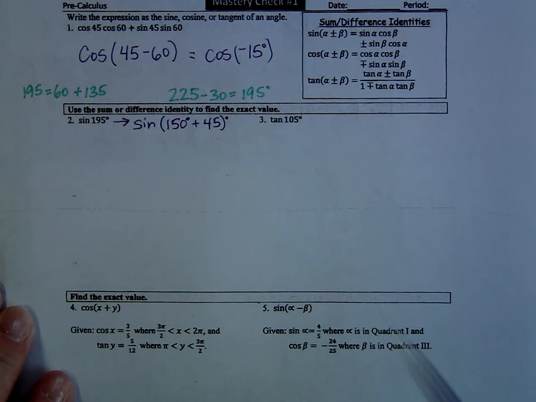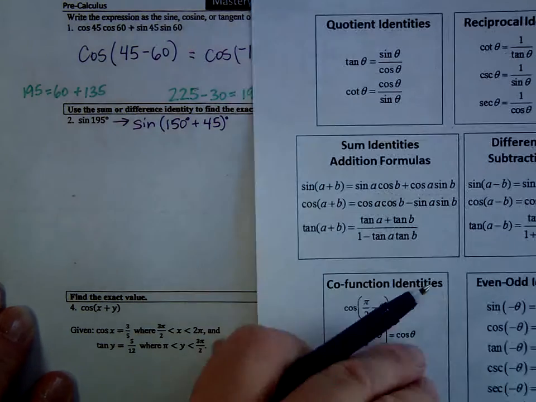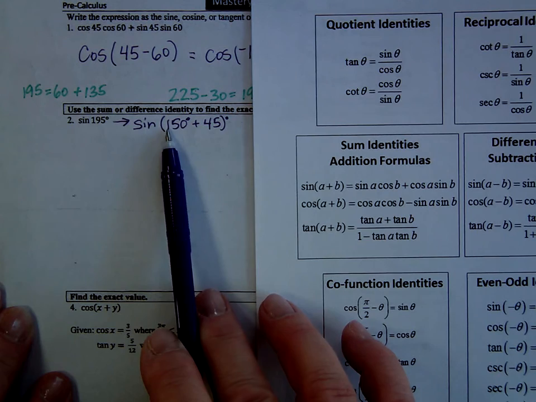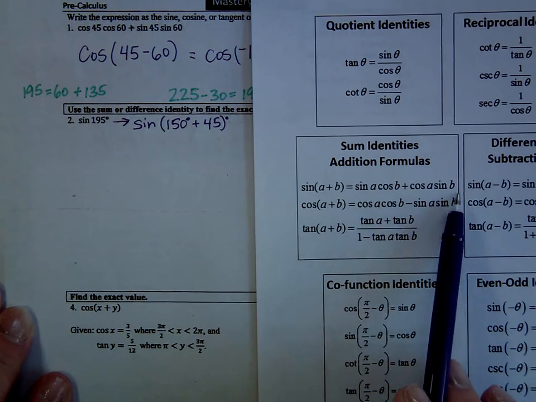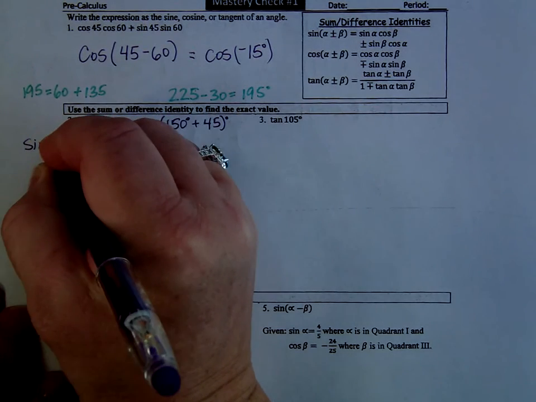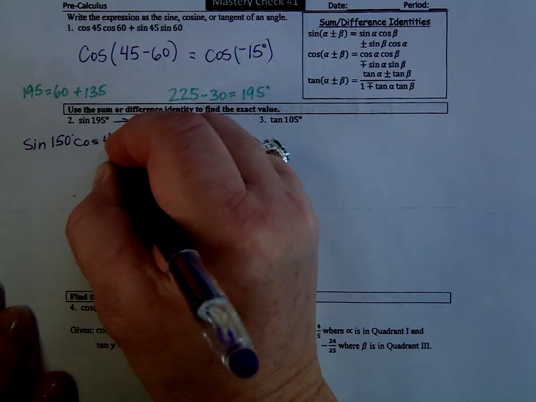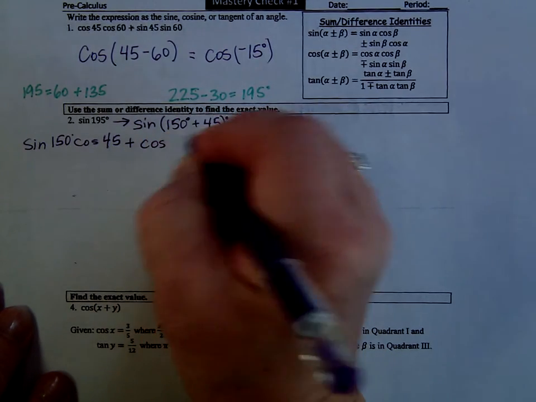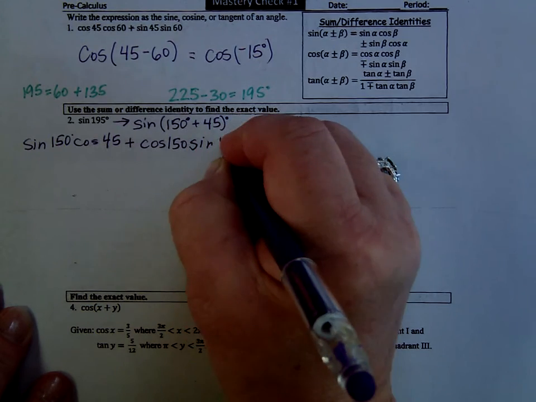Then what you're going to do is expand it using your rules. So if we go back to this lovely sheet, I have 150 as my A, 45 as my B, and I'm going to plug it into these places. So it's going to look like this if I expand this. It's going to be the sine of 150 cosine of 45 plus cosine of 150 and the sine of 45.